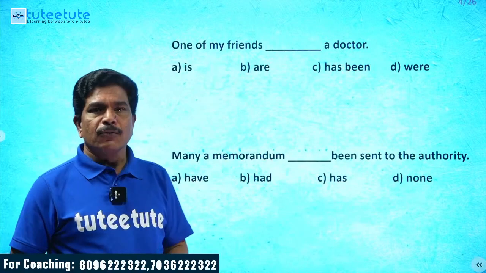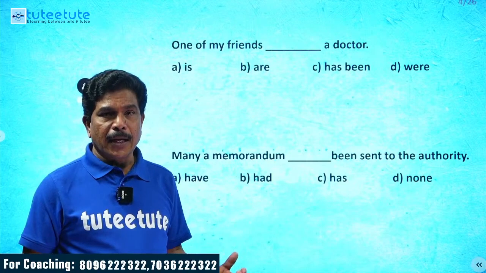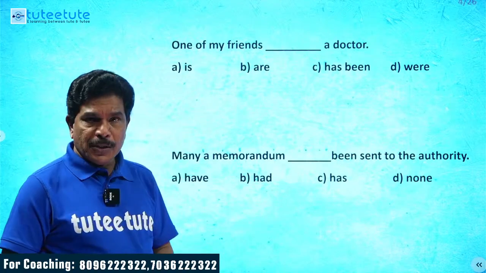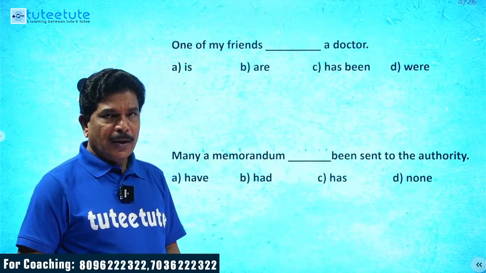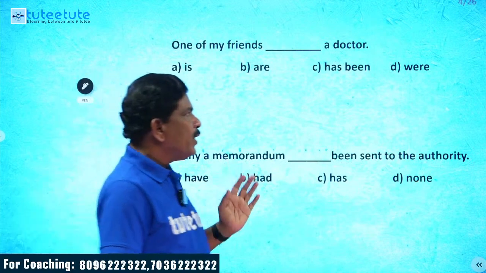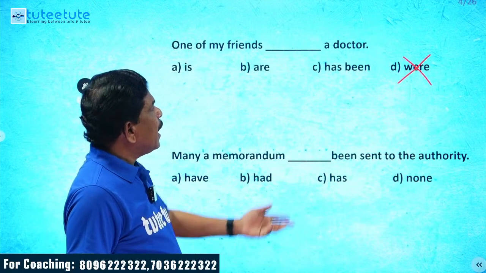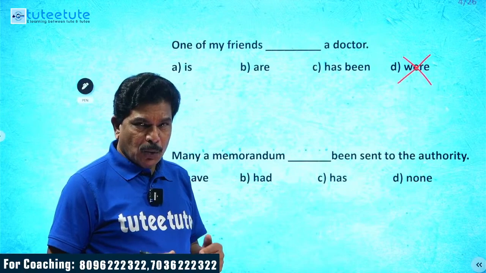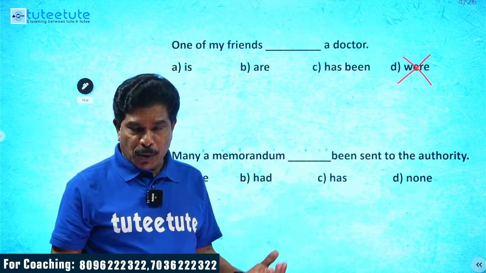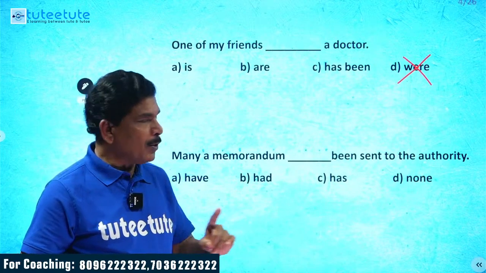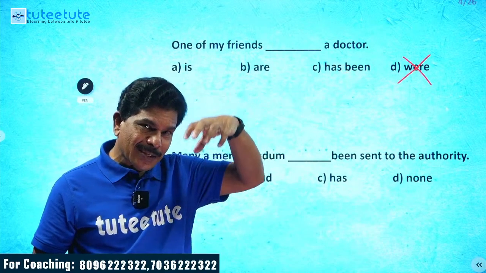Then we have one of my friends dash a doctor. And here the options are, is, are, has been, were. Okay, prima facie we avoid were because that's plural, and has been also is avoided because no action mode, no aspect mode is given. Therefore, it is present simple. No adverb of time is given here. Therefore, we always consider it as simple.